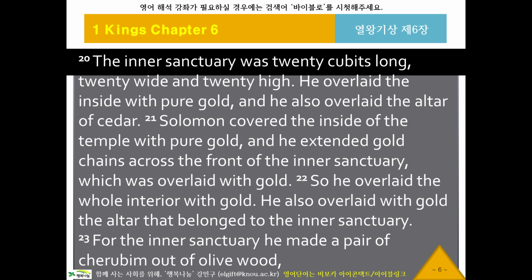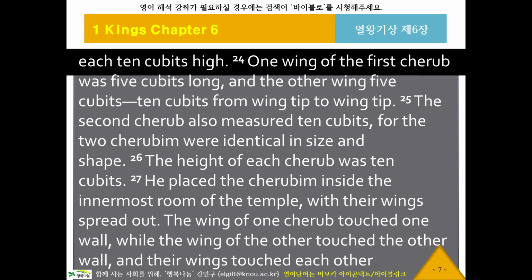For the inner sanctuary he made a pair of cherubim out of olive wood, each 10 cubits high. One wing of the first cherub was 5 cubits long, and the other wing 5 cubits, 10 cubits from wingtip to wingtip. The second cherub also measured 10 cubits, for the 2 cherubim were identical in size and shape. The height of each cherub was 10 cubits.